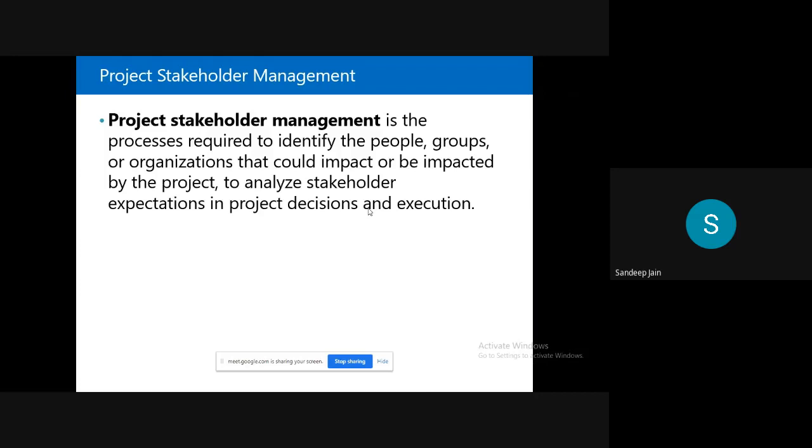For example, if I'm doing a renovation in my house, and I've seen this in real life as well, when construction goes on in a house, or some structure is being created, it does have an influence on the immediate neighbors. So your immediate neighbors are also stakeholders, and it is very important to be able to identify stakeholders. That is the most important part of this particular knowledge area.